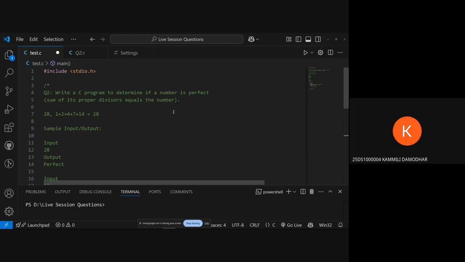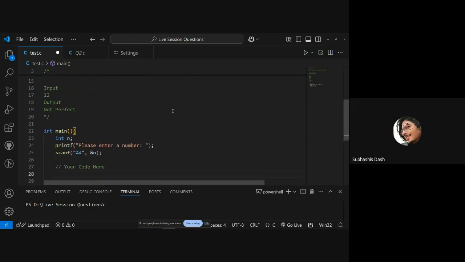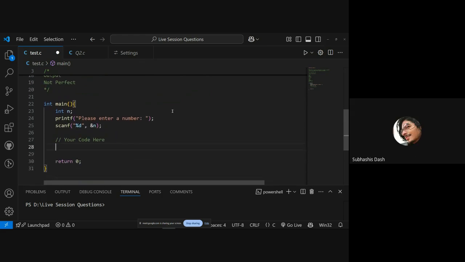Here we need to divide the number. We need to find the factors, right? Yes, factors. So I'll just create a few variables over here. So we need sum over here, right? Yes.